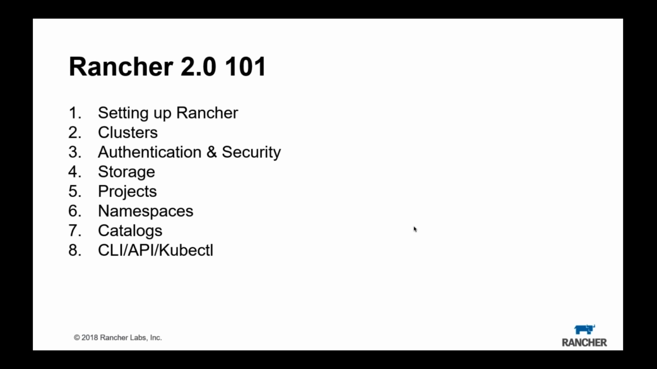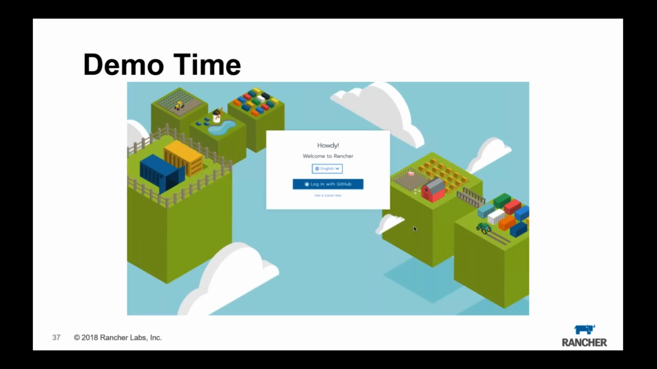You're doing great. So now we'll be talking about Rancher 2.0 101. These are the different pieces that we'll be talking about today: how to set up a Rancher server, deploying clusters. We'll talk a bit about auth and security, storage, projects, namespaces, catalogs, and then we'll finish off with a bit of CLI pieces.